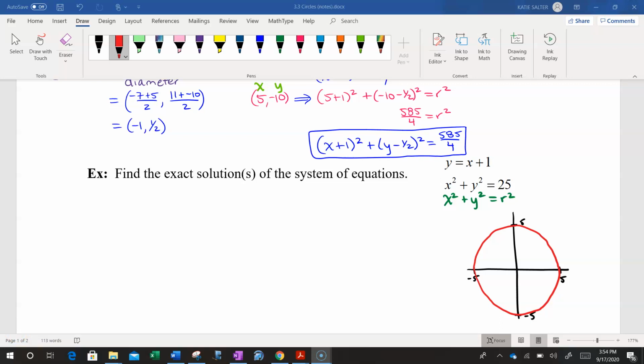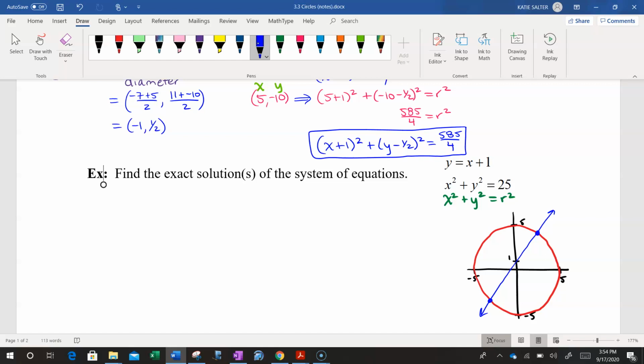And then we've got this line, y = x + 1. So we know this line goes through the y-axis at 1 and has a slope of 1 over 1. So it's going to look something like this. The reason why I go through this is because that at least lets me know I'm looking for 2 solutions. There are 2 different points where this circle intersects that line.